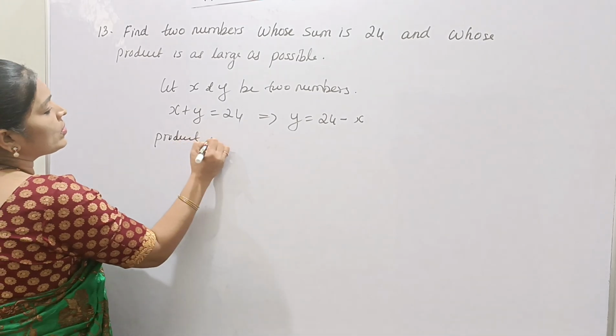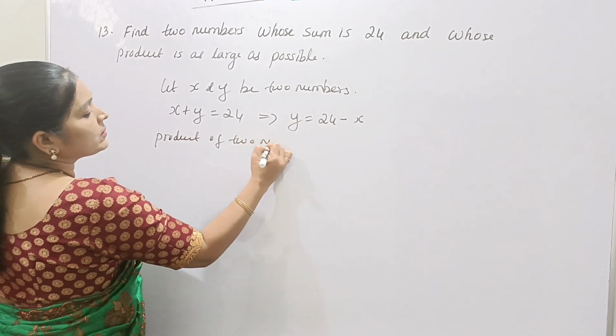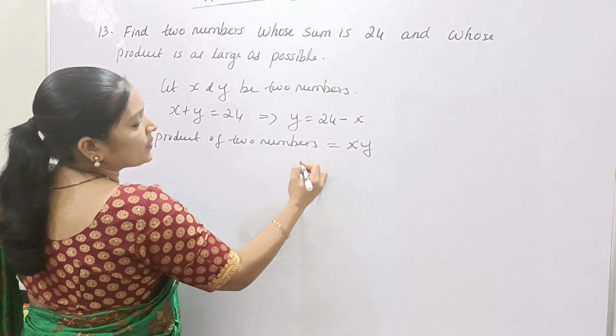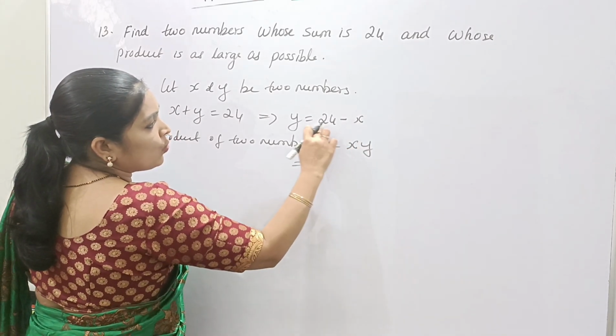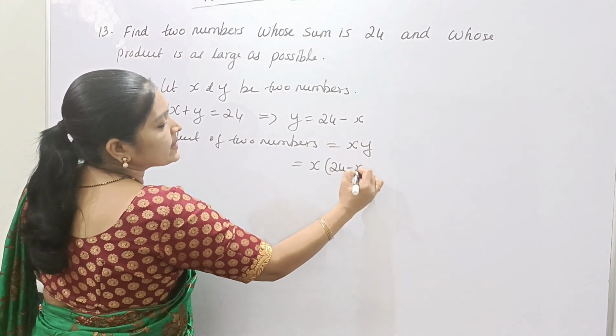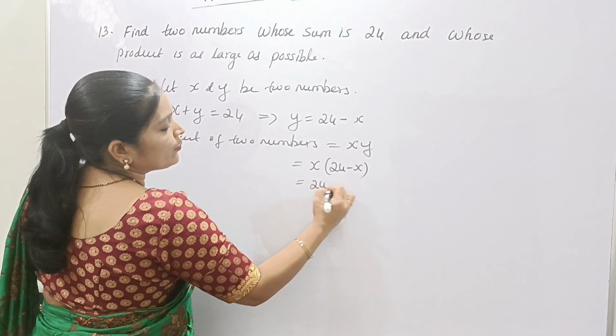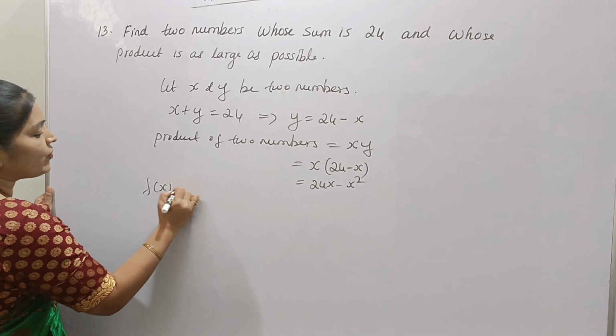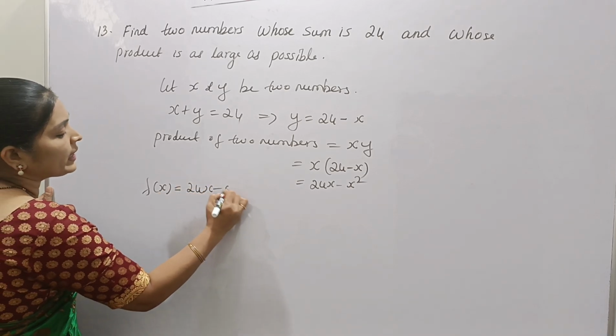So the product of two numbers is equal to x into y. That is, x into y is x into 24 minus x, which is equal to 24x minus x square. So it is our f of x. f of x is equal to 24x minus x square.